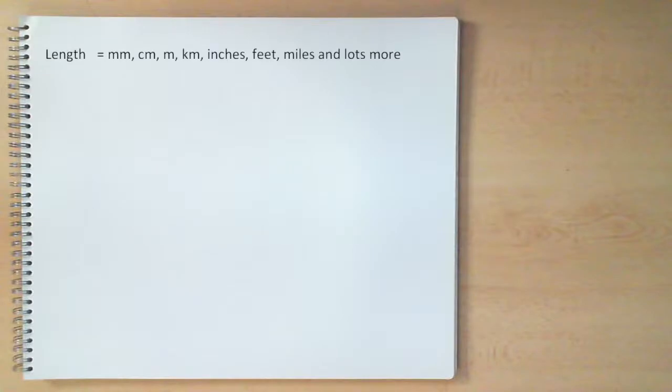Let's look at some of the units we use for measuring things. When we talk about length, we use millimeters or centimeters or kilometers, imperial measures such as inches, feet, miles, and so on. There are many, many more as well.